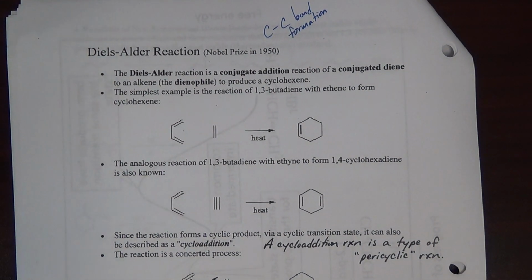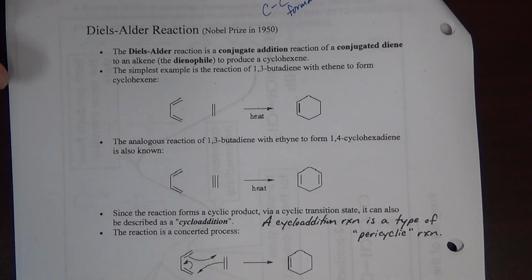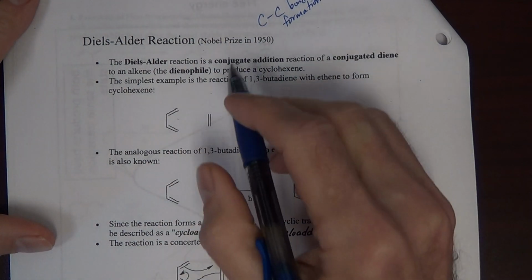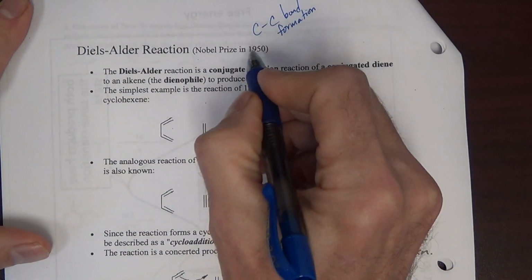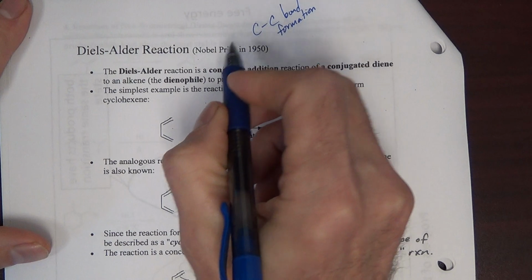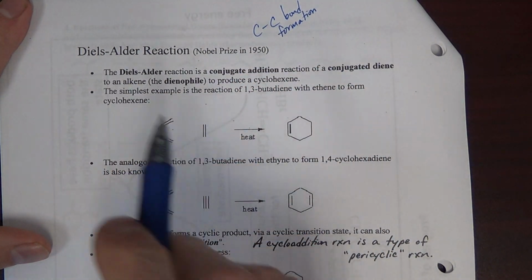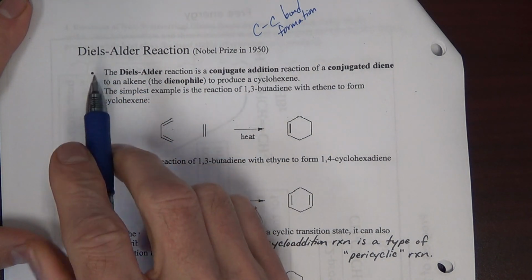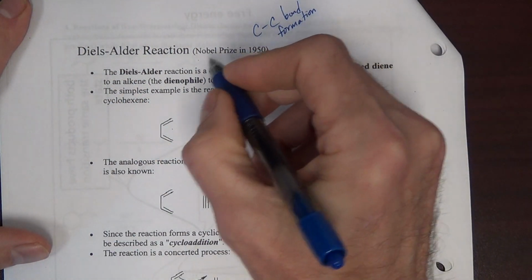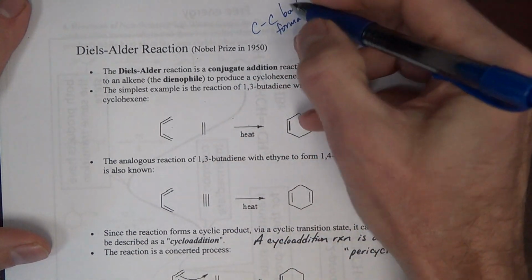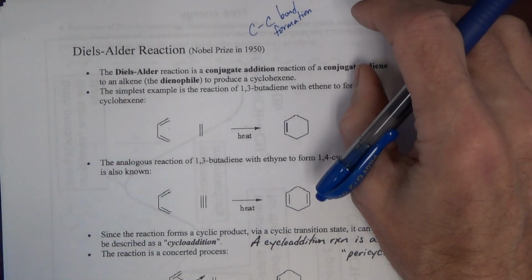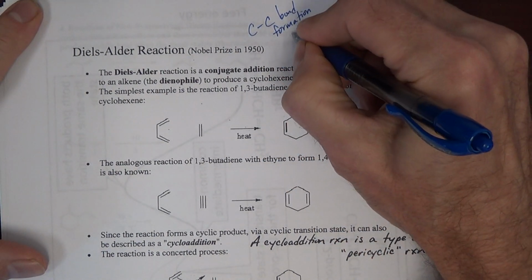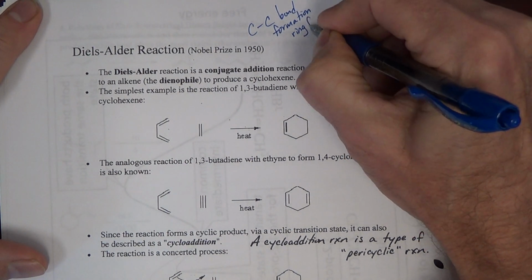Hi guys, in this video I will go over the Diels-Alder reaction. The Diels-Alder reaction actually won the Nobel Prize in 1950, awarded to two chemists who jointly discovered this reaction and developed it, Diels and Alder. It won the Nobel Prize because it became a very useful reaction, particularly for carbon-carbon bond formation and ring formation.